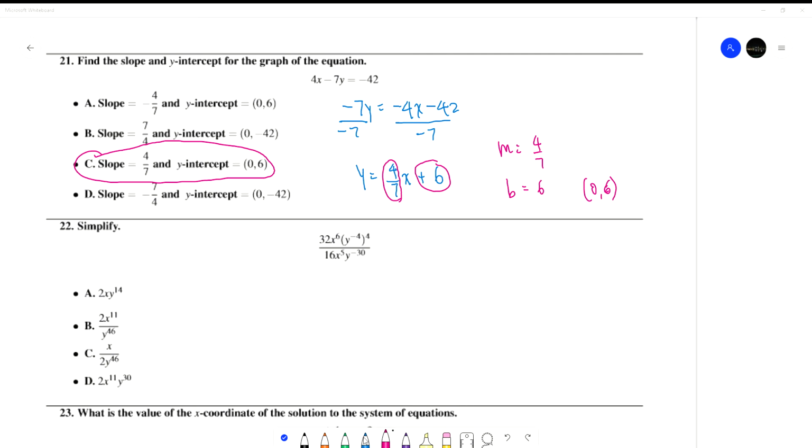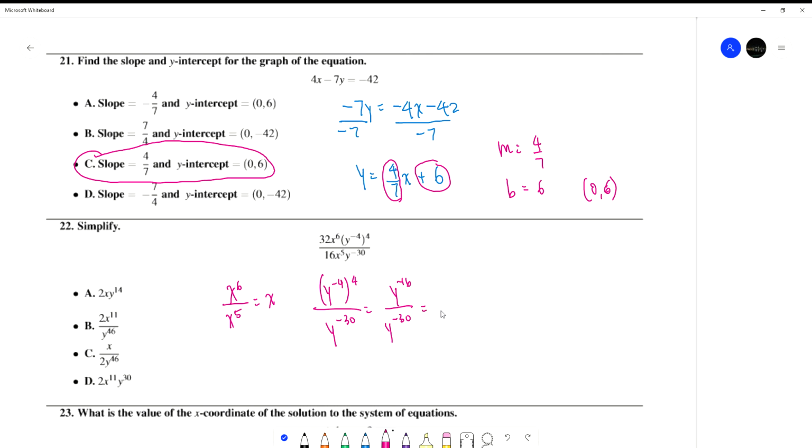Okay. In this next problem here, we have to use our laws of exponents again, right? And simplify this. So I'm going to work on the variables first. So here I'm going to do x to the 6 over x to the 5th is equal to x to the 1st. Right? And then y to the negative 4th raised to the 4th power over y to the negative 30th. So I know the numerator is y to the negative 16 over y to the negative 30.